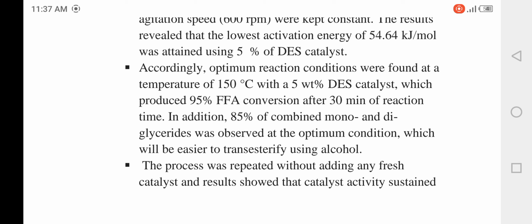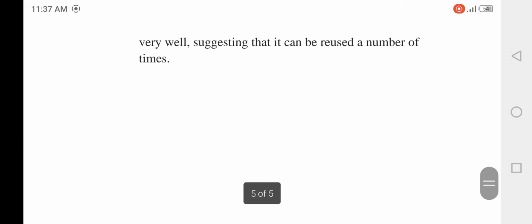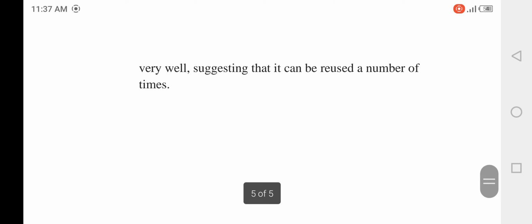The process was repeated without adding any fresh catalyst and results showed that catalyst activity sustained very well, suggesting that it can be reused a number of times.